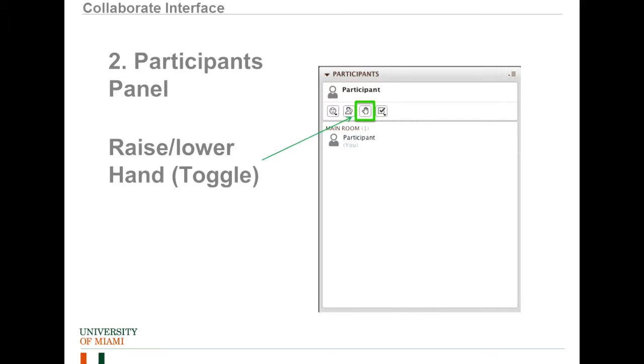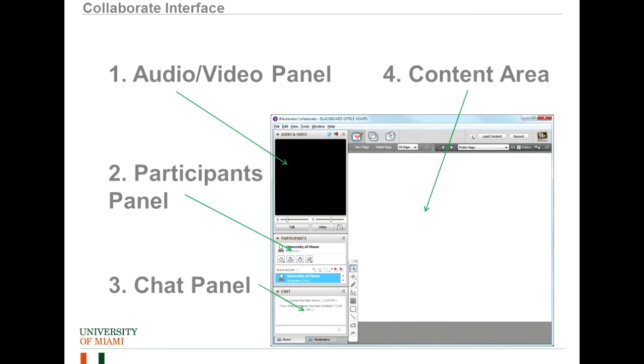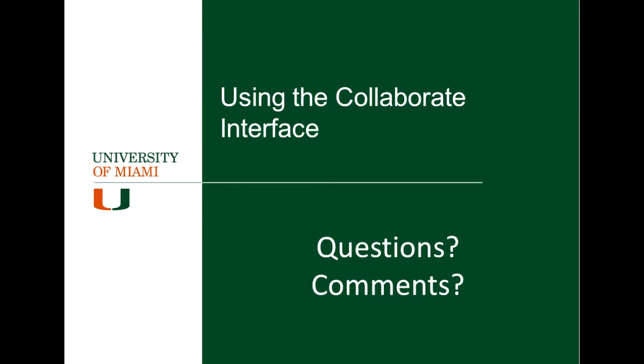In the participants panel, you have the list of participants here, but you also have the interaction buttons here: emoticons, away button, the raise and lower hand toggle, and the polling buttons. In the chat panel, of course, you can enter chat, use emoticons, and scroll through chat. You can also chat directly with the moderators. And then last but not least, we have the content area where we use the whiteboard, the application sharing, and web tours sometimes. Any questions or comments on that part?